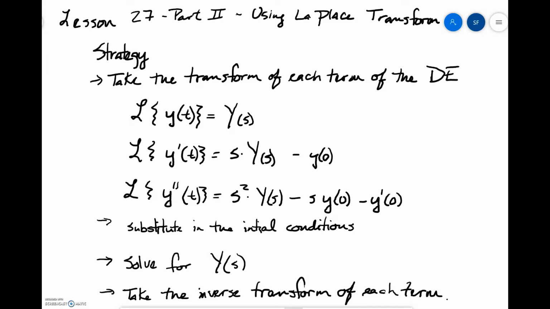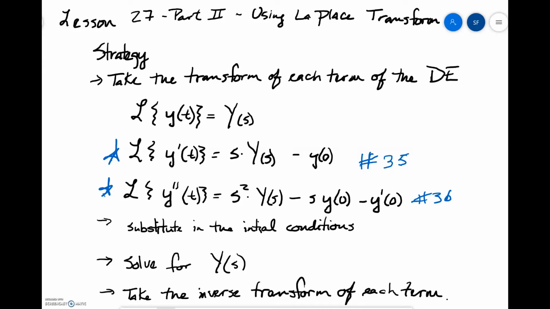One thing to note is these 2 are on your formula sheet, this one as number 35, and this one is number 36. If you have your table of Laplace transforms, those are given for you in slightly different notation, but definitely given to you. Once you've done that, substitute in your initial conditions, solve for capital Y of s, and then take the inverse transform of each term.